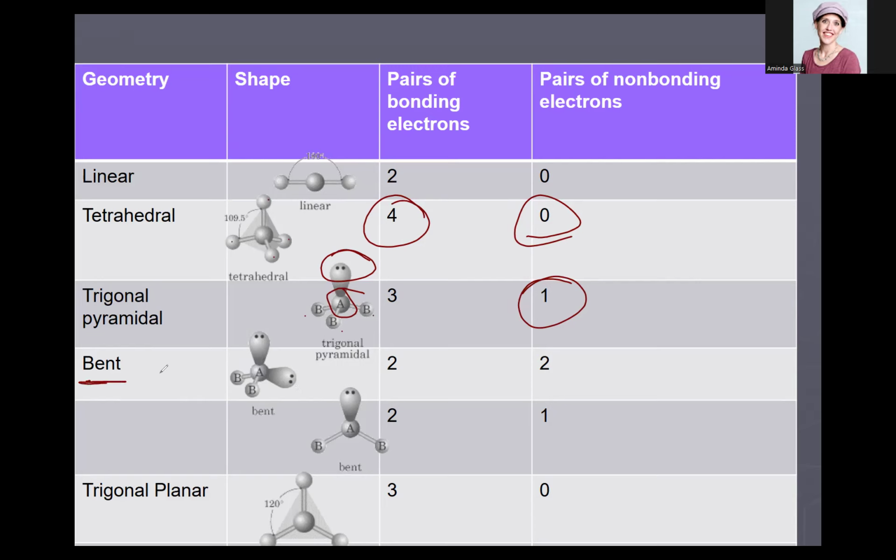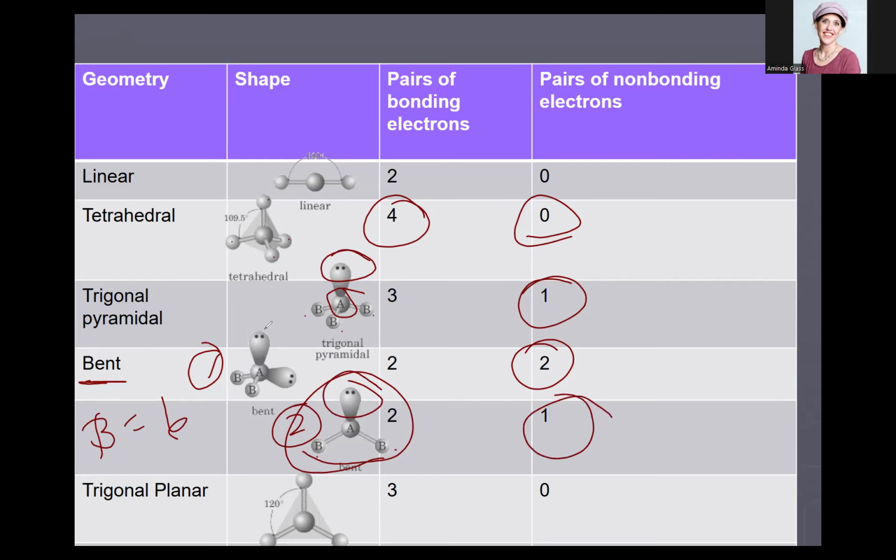For the bent geometry, you have two different variations of the shape. You can have something like water right here in number one, where you have a central atom, you have two atoms bonded to it, and two non-bonding pairs. Or you can have something like boron, if you remember. Boron can only have six. It doesn't meet the octet rule. It can only hold six electrons total. And so this would be something that you could do with boron, where you have two bonded pairs, but only one non-bonding pair of electrons.